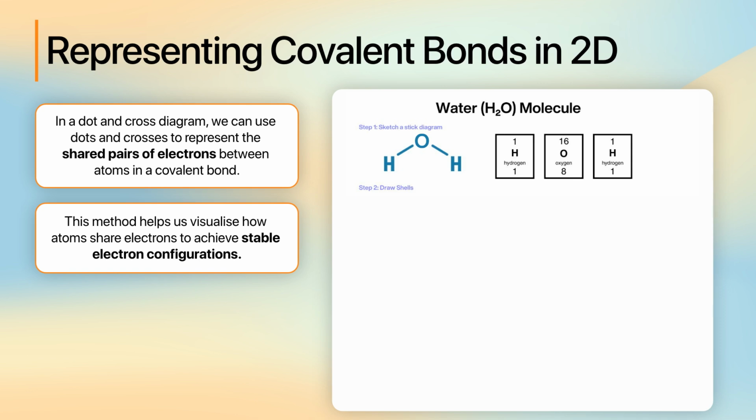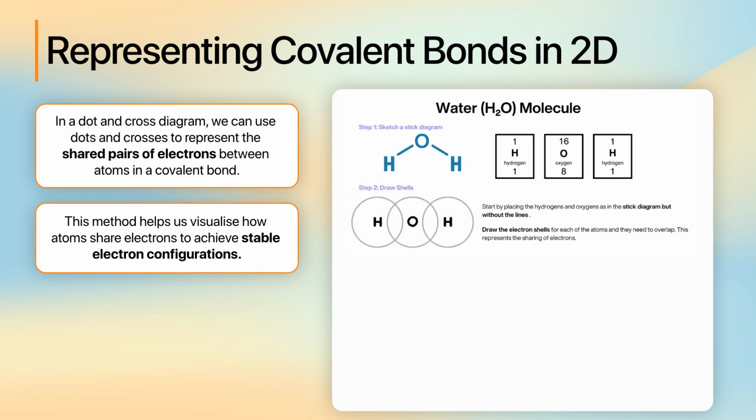Step 2. Draw shells. Now that we have an idea of the structure, we can start drawing our diagram. Let us start by placing the hydrogens and oxygens as in the stick diagram, but without the lines this time. Then we need to draw the electron shells for each of the atoms, and they need to overlap. This represents the sharing of electrons.